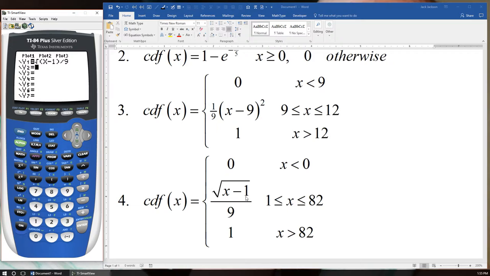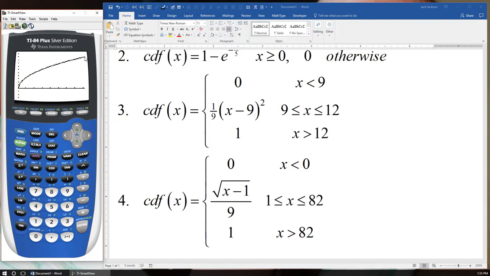82 minus 1 is 81. Square root of 81 is 9. Divided by 9 is 1. 1 minus 1 is 0. Square root of that is 0. Divided by 9 is still 0. So this does go from 0 to 1 as we go from 1 to 82. So our window then goes from 1 to 82. Let's mark it out and say 10s there. And graph that. And that's the important part.